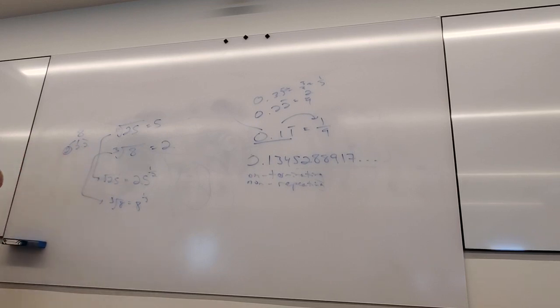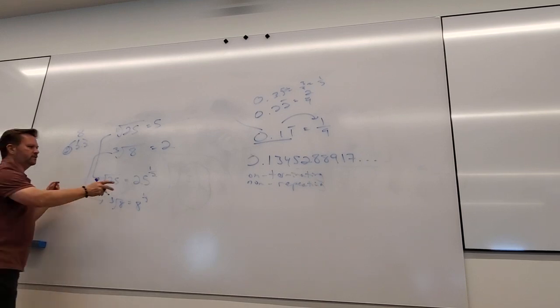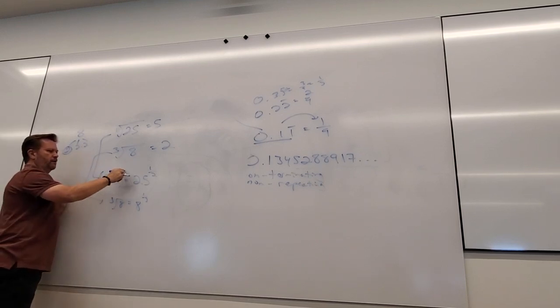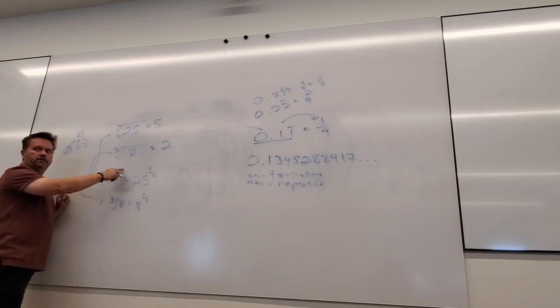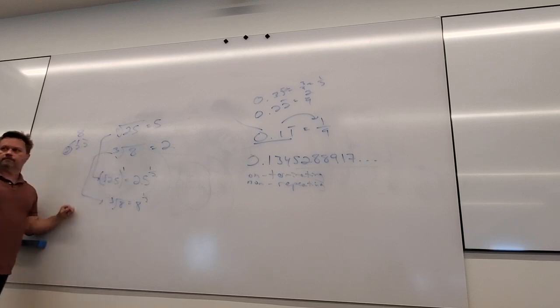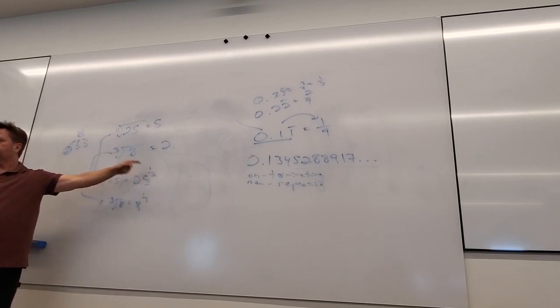You always put a 1 on top? No. The 1 is there because, to be honest, what's the understood power on anything? If there's no power on something, what do I understand to be there? 1. So that's why there's a 1 up there.